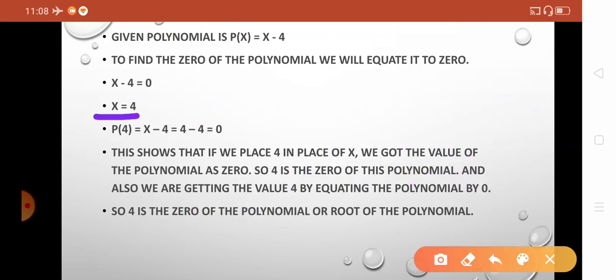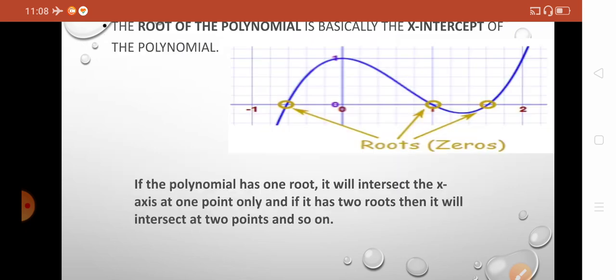Here x is equal to 4 is the zero of the polynomial. In this way we can find the zero of any given polynomial by equating it to 0. This 4 is known as the zero of the polynomial or the root of the polynomial. So the new thing we have is the root of the polynomial. Let us discuss the root of the polynomial.